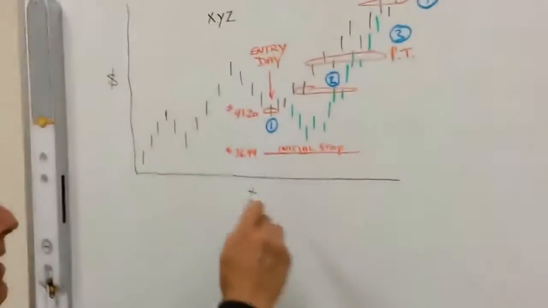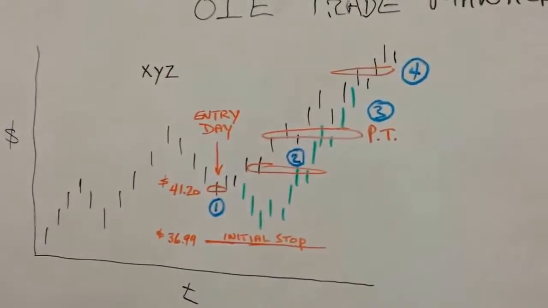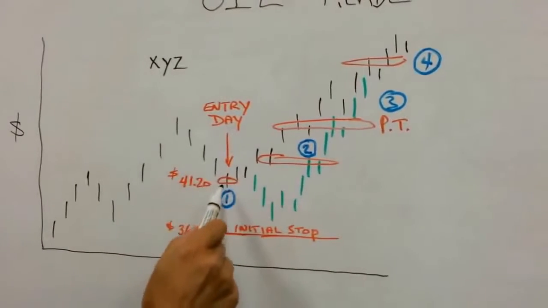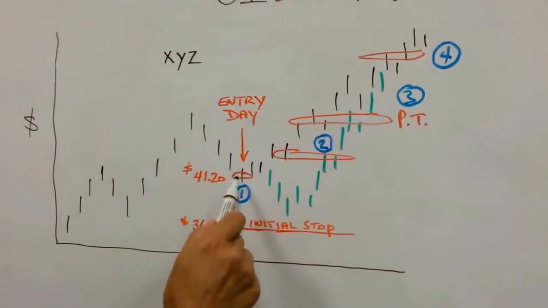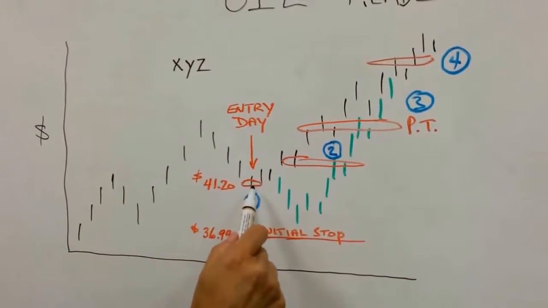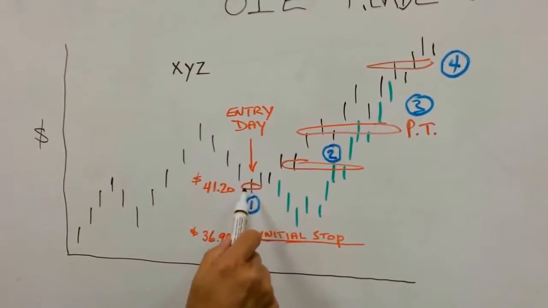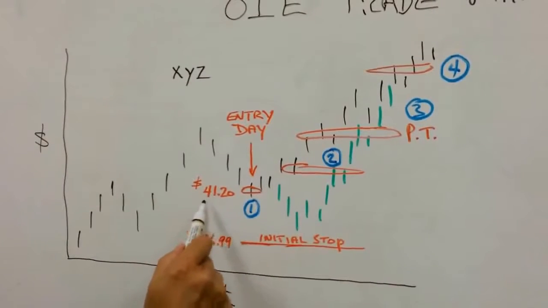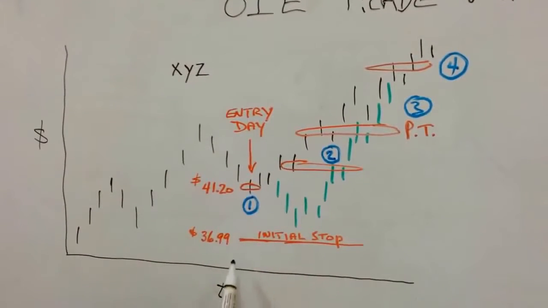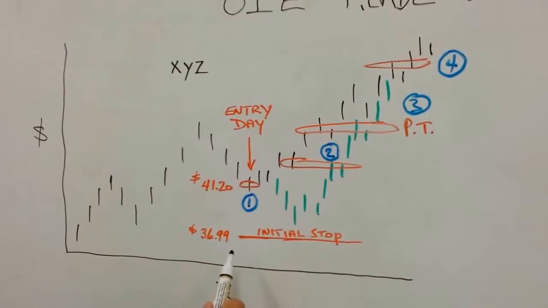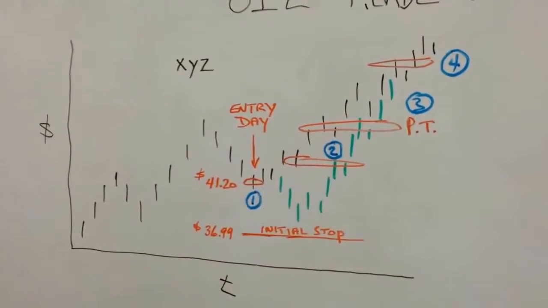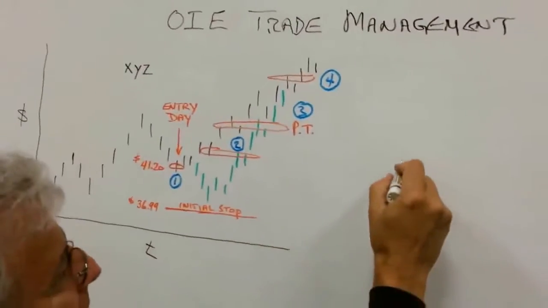So here we have a hypothetical stock XYZ, and you can see that it's in an uptrend. And I've just called this particular day here the entry day because that's when we would have received an alert to buy a call option with the Options Income Engine software. At that point, the stock was trading, let's say, at $41.20. Now we're going to go ahead and buy that, but then we're going to load in our initial stop and we're going to load in a profit target. So let's do that first.